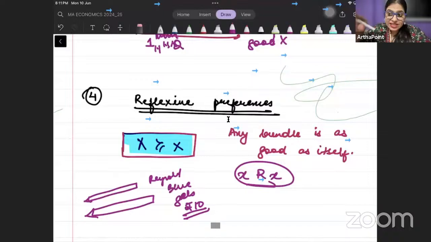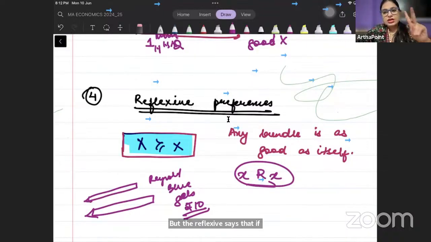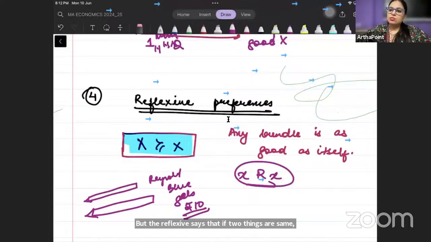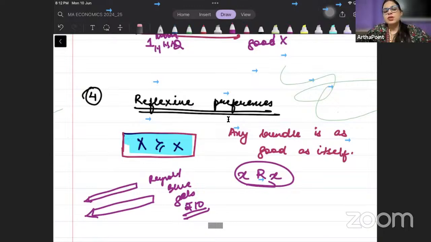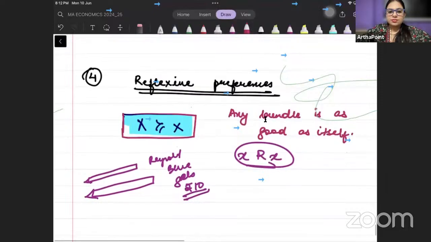But reflexive says that if two things are same, अगर दो चीजें same ही हैं, तो तब ऐसा नहीं बोल सकते that one would be preferred over other. So when two things are exactly the same, then I cannot say कि I will prefer one over other, right? You cannot say X I X.